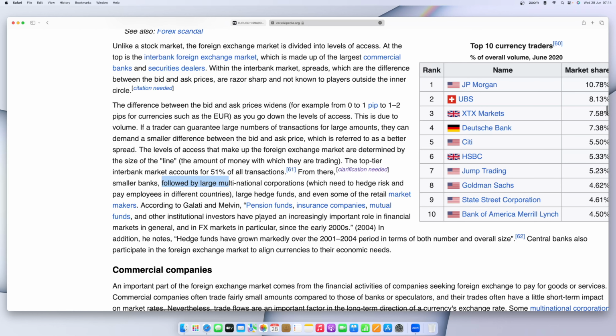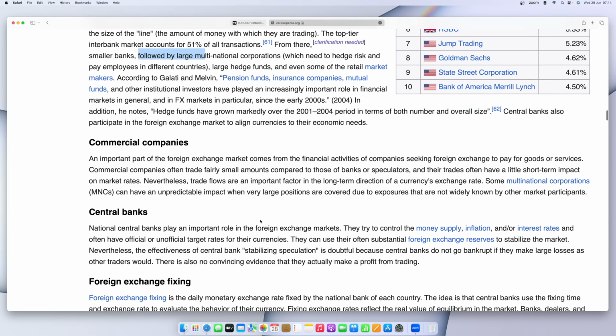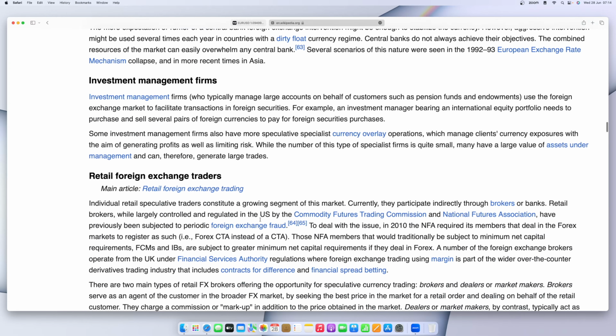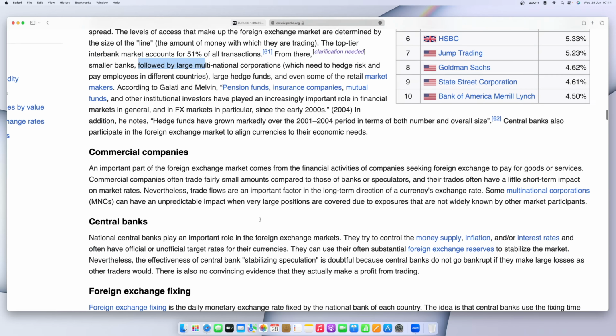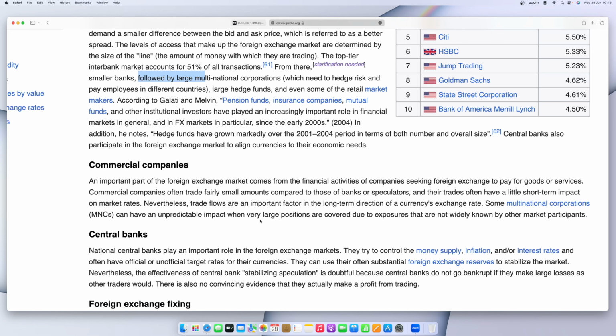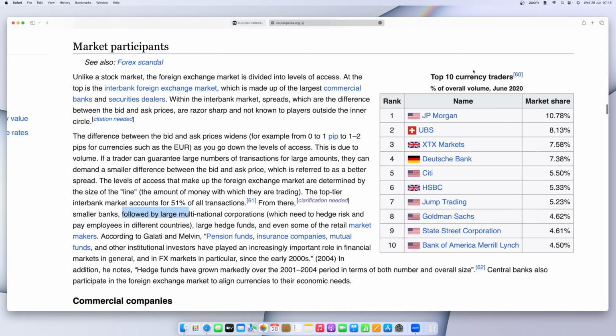Okay, and then it goes down to talk about the commercial companies, central banks, foreign exchange fixing, investment management firms, retail foreign exchange traders. So you can take your time to really read through all of this. It's going to give you a lot of information on the forex market. But then looking at this area here, you can see the heading says the top 10 currency traders, and the percentage of overall volume since June 2020. So as of June 2020, this was the percentage of the overall forex market volume.